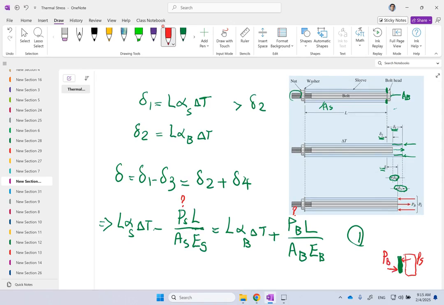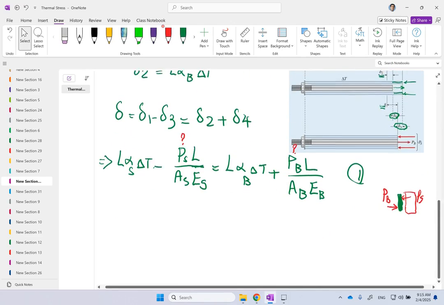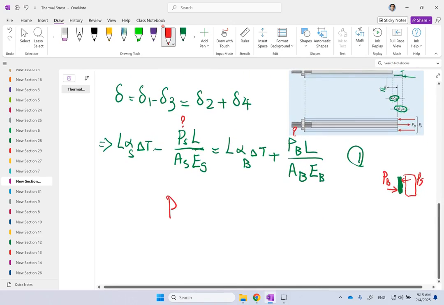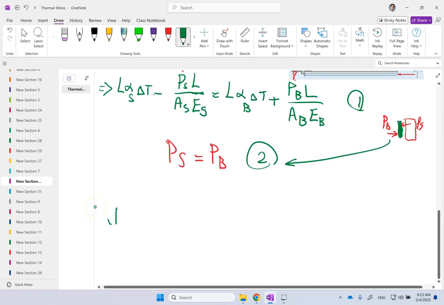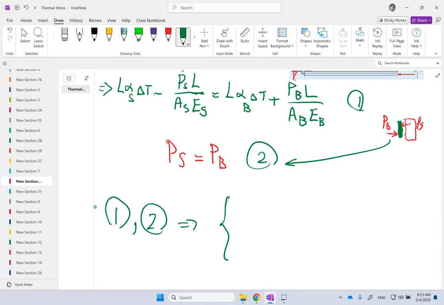And since this is a static scenario, clearly from equilibrium, PS has to be equal to PB, otherwise it will mechanically displace, not just deform. So here, this is equation 2 that comes from the free body diagram. Now from 1 and 2, if you replace, you should be able to solve for both of these unknown forces.